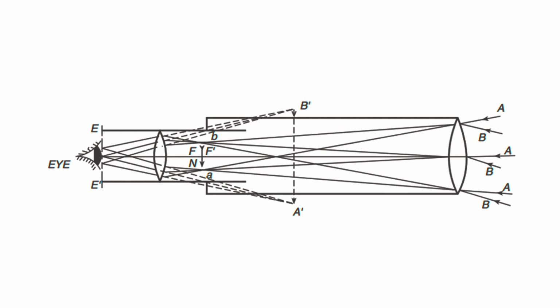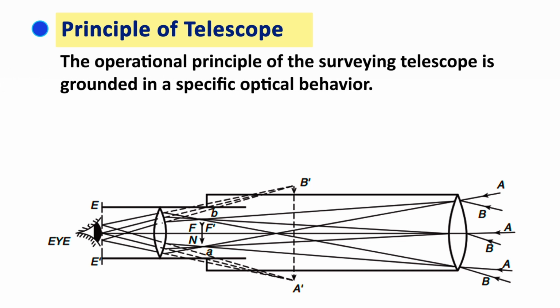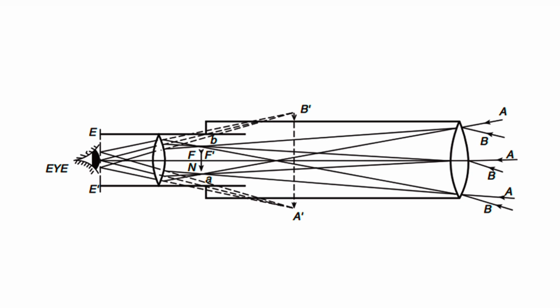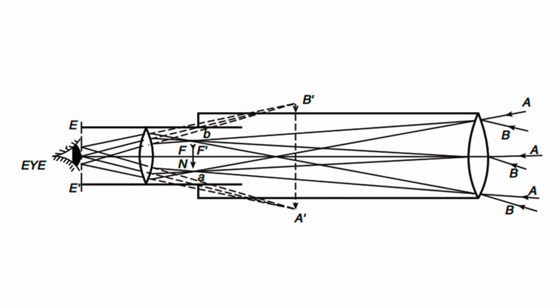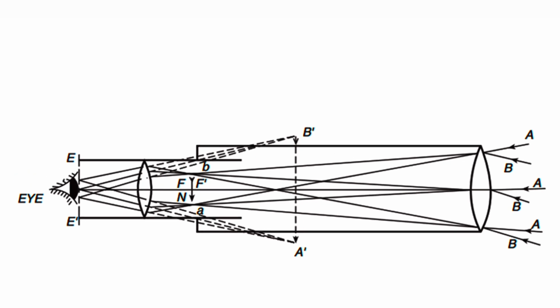Now, we will discuss the principle on which this telescope works. Referring to this figure, the operational principle of the surveying telescope is grounded in specific optical behavior. What is it? When parallel rays of light strike a convex lens, they are refracted and converge at a focal point known as the focus. Meanwhile, the rays passing directly through the optical center of the lens continue straight without deviation.